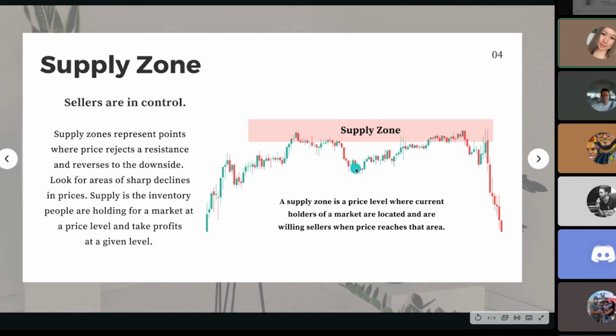And a supply zone is a price level where current holders of a market are located and are having willing sellers when price reaches that area. So you see that this area right here, a lot of sellers like to come in and sell off the stock.